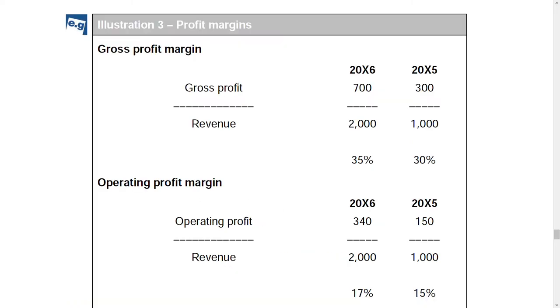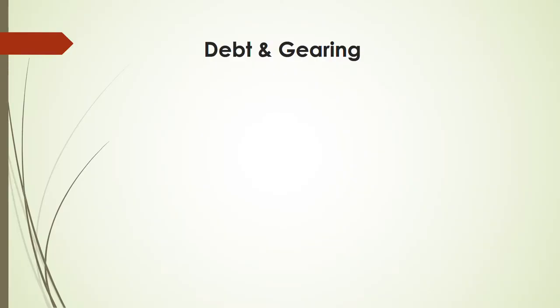Next, illustration: profit margin. Both are given in the same diagram. They give you gross profit of 700 and operating profit divided by revenue. Revenue is given as 2000. If you see from 2005 to 2006, it increased by 5%, from 30 to 35. But the operating profit margin increased only by 2%. The same example which I have given you. It's a coincidence that my example is matching with this, because I haven't gone through this question. This is the first time I'm going through this question.